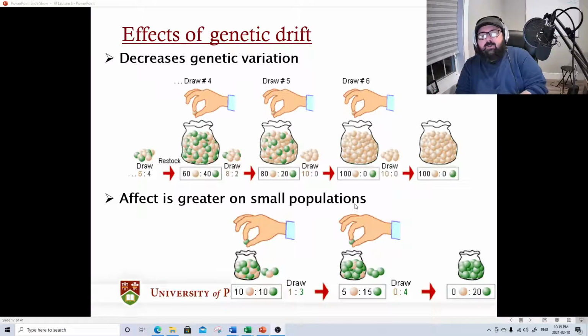Now, that's how it works in a large population of 100 beads, but when we have a small population of only 20, these swings happen a lot faster. Doesn't mean you're definitely going to lose the green or definitely going to lose the yellow, but the chance that you're going to lose one or the other is higher. So genetic drift is more powerful in small populations. If this doesn't make sense to you, honestly, go buy a bunch of M&Ms and try it.